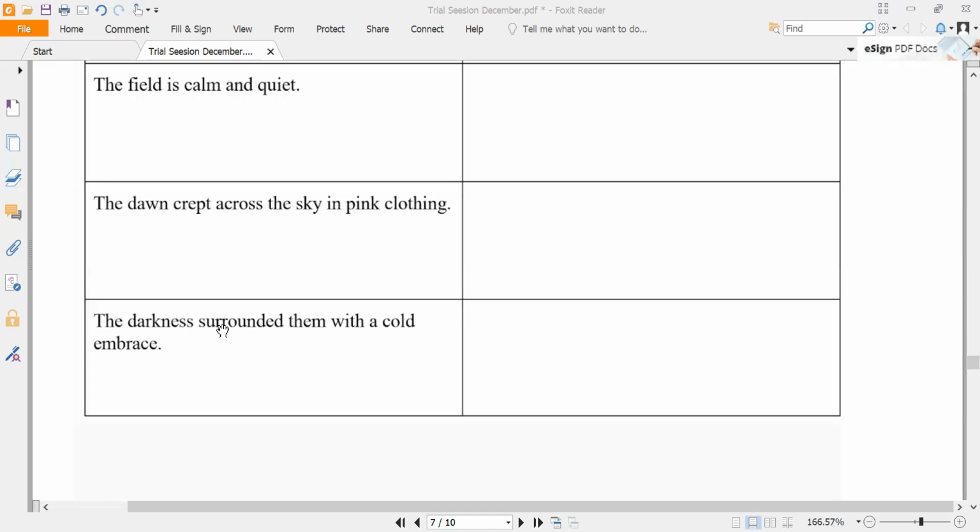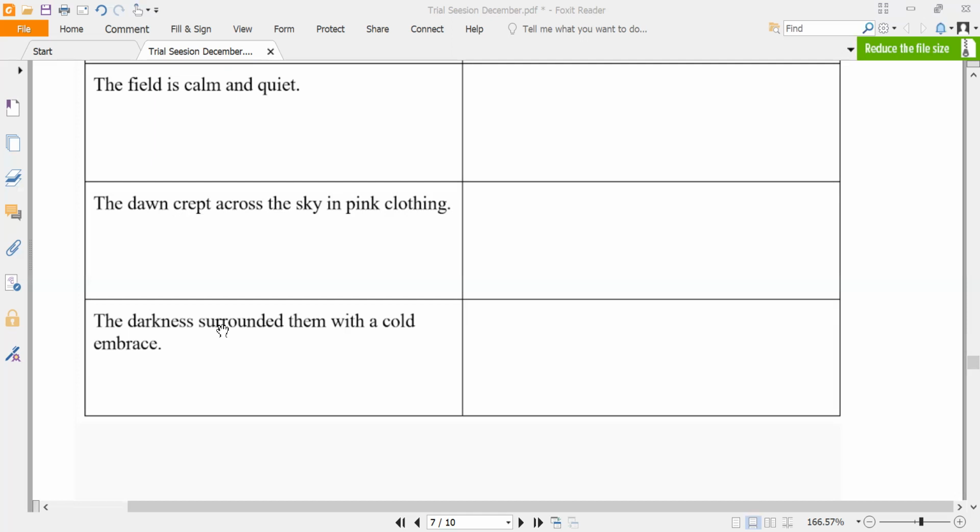Yes, exactly. No. Number 6. How? The field is calm and quiet. It's literal. No. How come? How come? I'm describing a place that is quiet and calm. It's a real situation. Can't I describe my room as quiet and calm?